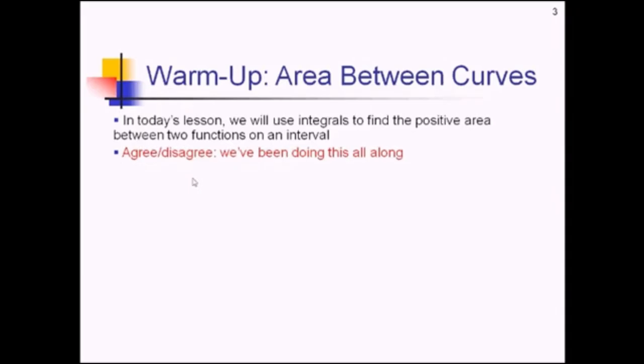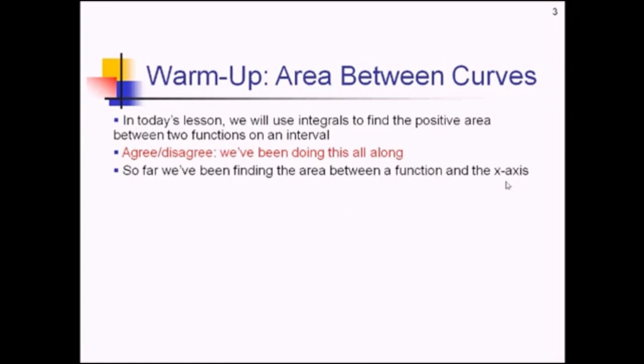Well, you might be thinking we've never done this before, but actually we kind of have. So up to this point, we've been finding the area between a function and the x-axis. When you take an integral, you're just finding the area under the curve, and that's what we mean by that. However, the x-axis has a special name. That is the line y equals 0.